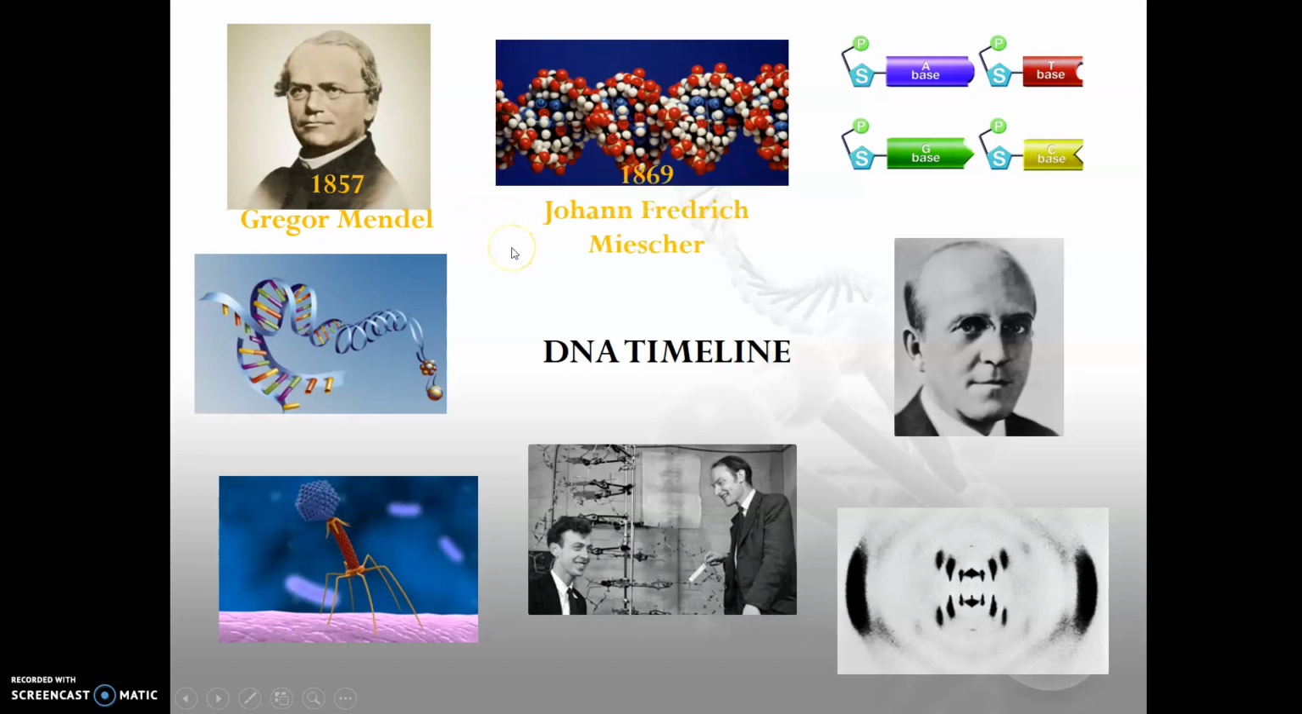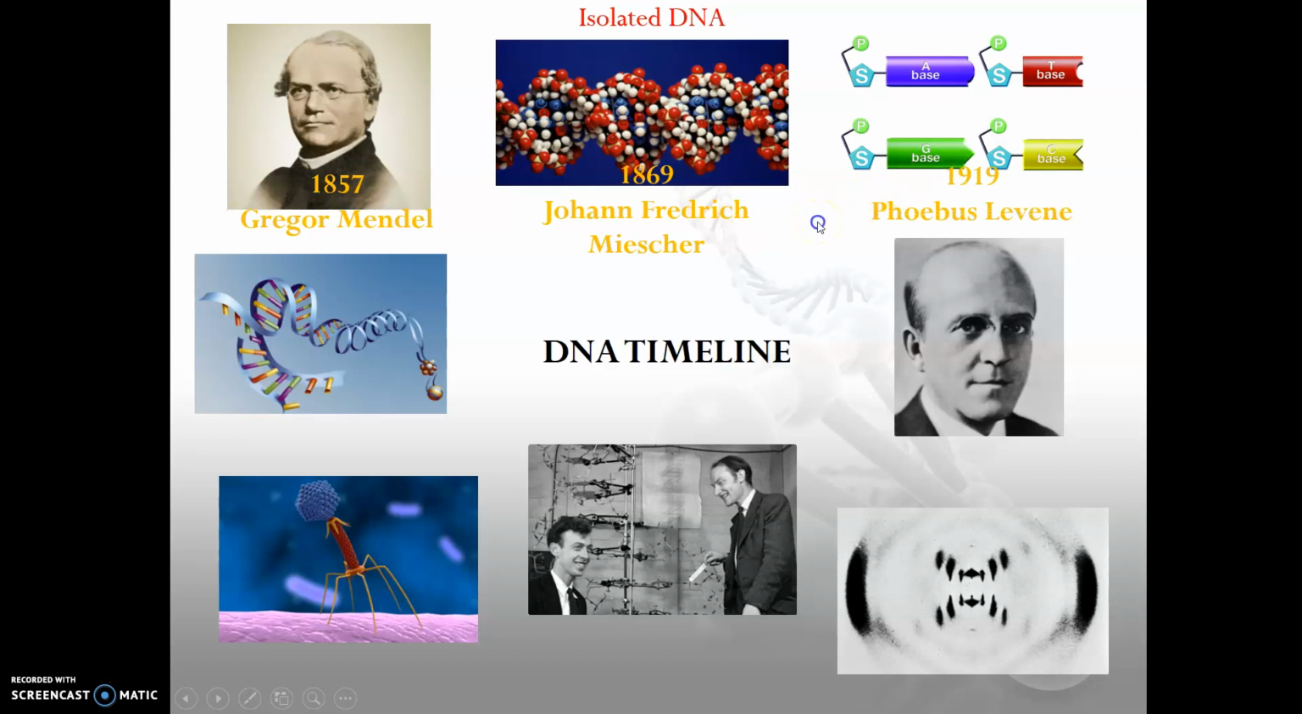And then in 1869, Johann Friedrich Miescher isolated DNA. So this is something that we're going to do with simple things that we have just in our homes. We can isolate our DNA. We can extract our DNA. But that's because we stand on the back of giants like Friedrich Miescher, who figured it out before us.